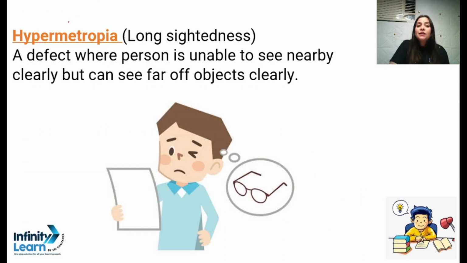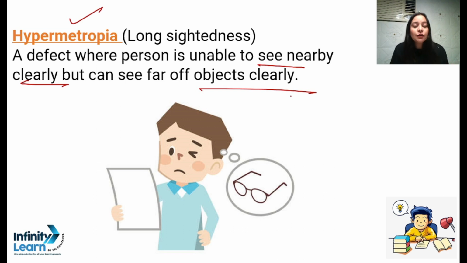Okay, another defect just opposite to myopia is hypermetropia. It is just opposite. Here in this case, the person is unable to see nearby clearly, but yes, he can see far off objects very clear, right? So it is called long-sightedness.